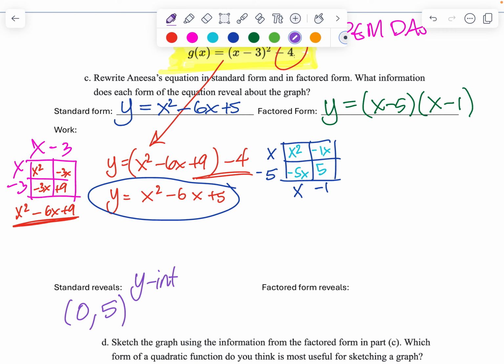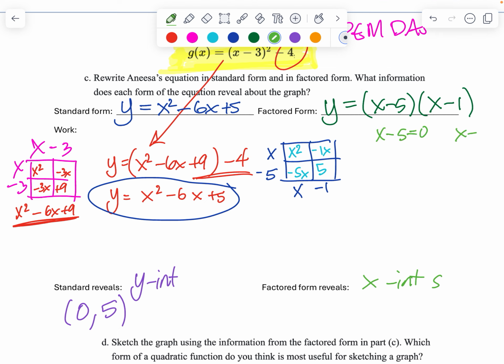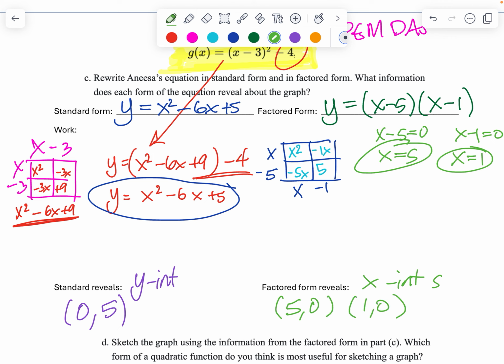Factored form reveals the x-intercepts. And the x-intercepts come from these. We set them equal to 0, which we can do on paper, or maybe some of us can do it in our head. And so you add 5 to both sides, or you add 1 to both sides, and you get your x-intercepts. So our x-intercepts are 5, 0, and 1, 0.